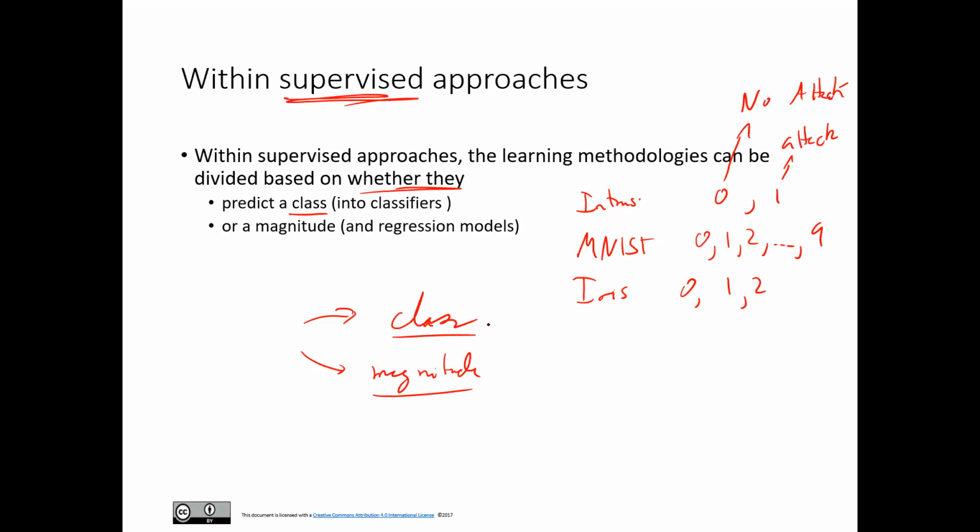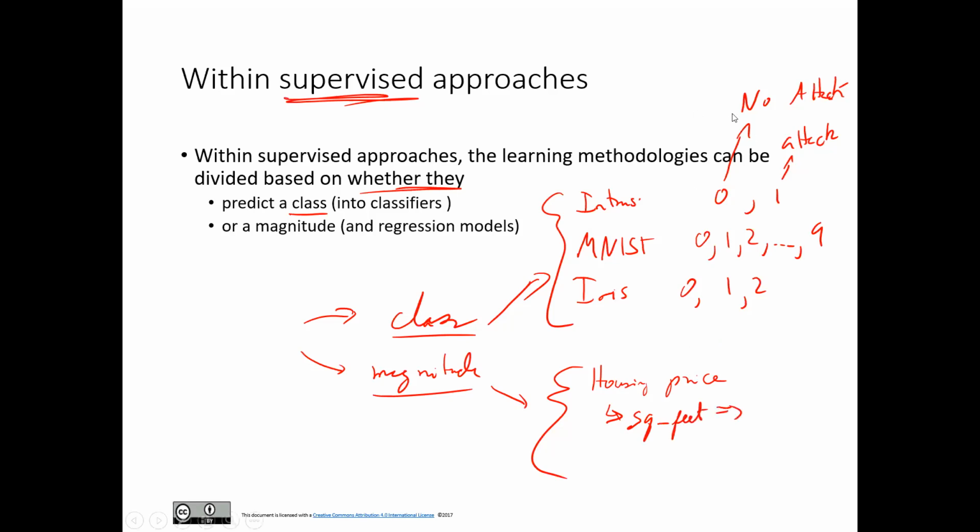So that's when you're predicting a class. When you're predicting a magnitude, you're predicting actually not a class, but an actual value. So the example of this is housing price. Given that I have square footage, square feet, what am I going to predict?